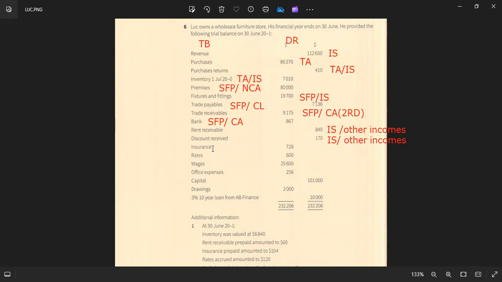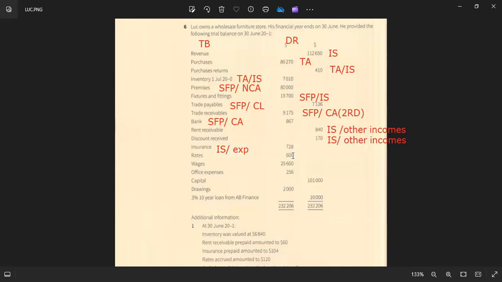Insurance. Insurance is obviously an item in the income statement under what? Under expenses. So expenses, I'll just write X like this. Okay, it's expenses. We just write like this. What about rates? Rates is very simple. It's an expense.